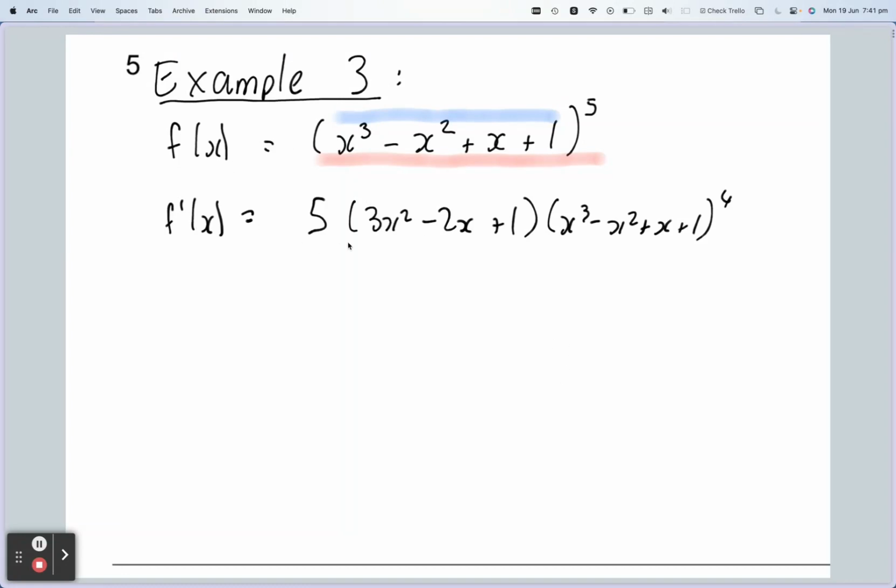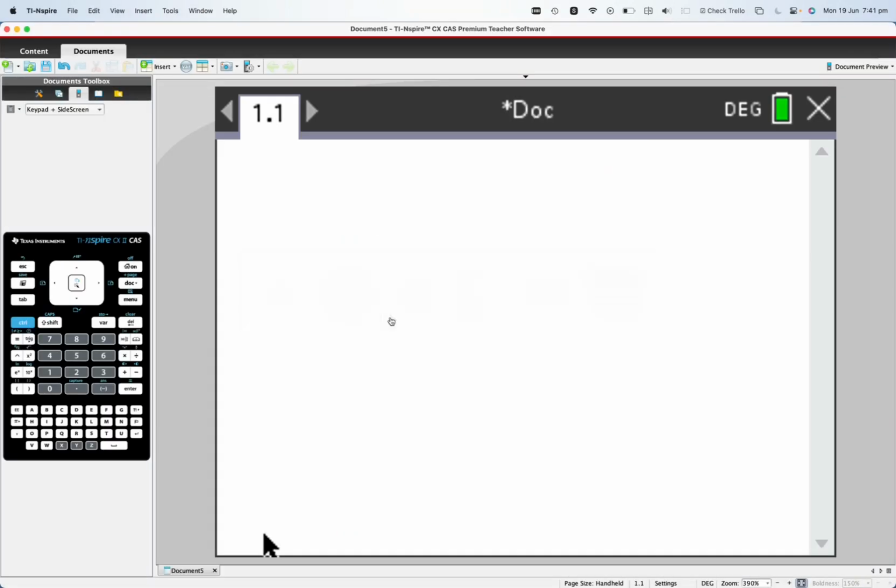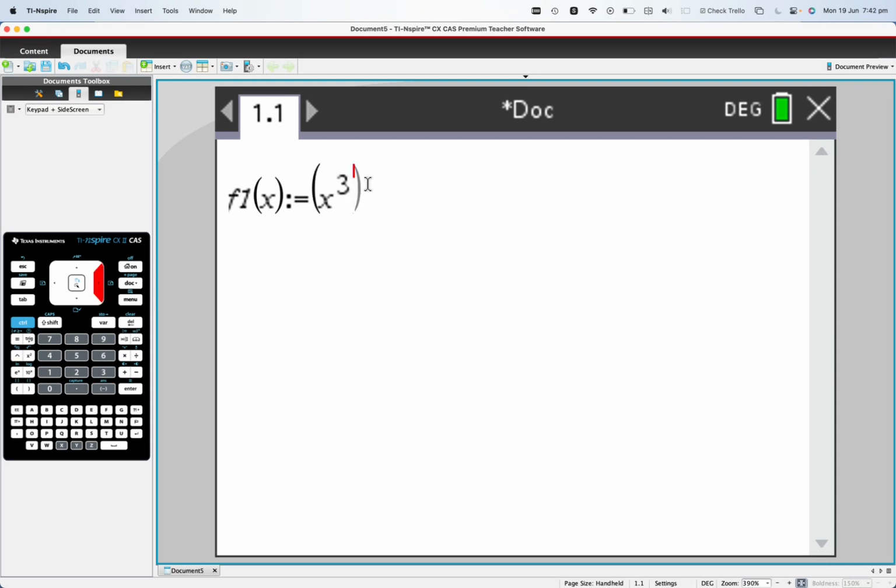So I'm using an example from the chain rule lesson, and you can see that we've got f of x equals this expression here, and we worked out the derivative would be this expression here. So on our calculator, we are going to, first of all, define the function. So f1 of x, that's control and the button next to 9 for that colon equals. And I've got x cubed minus x squared plus x plus 1, and the whole thing is raised to the power of 5. Done.